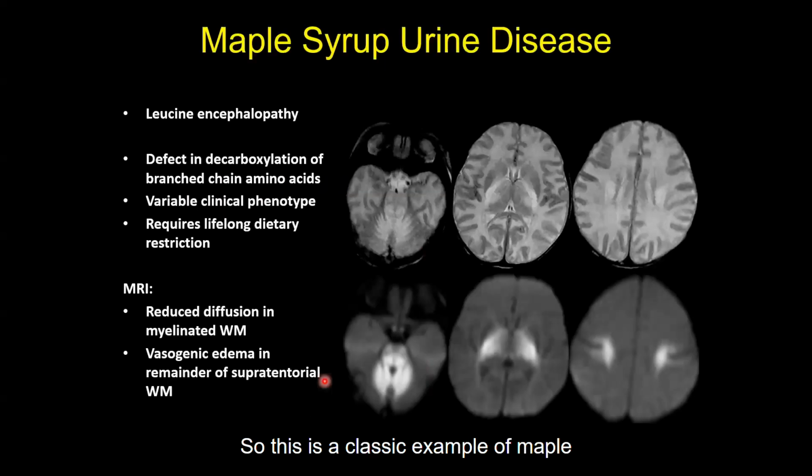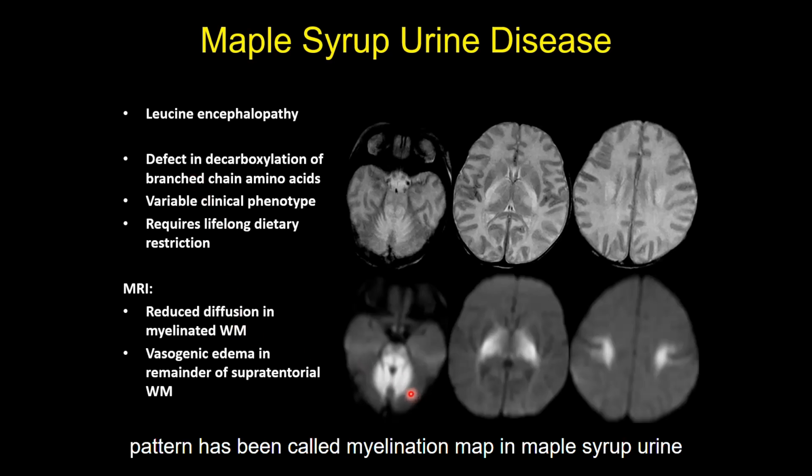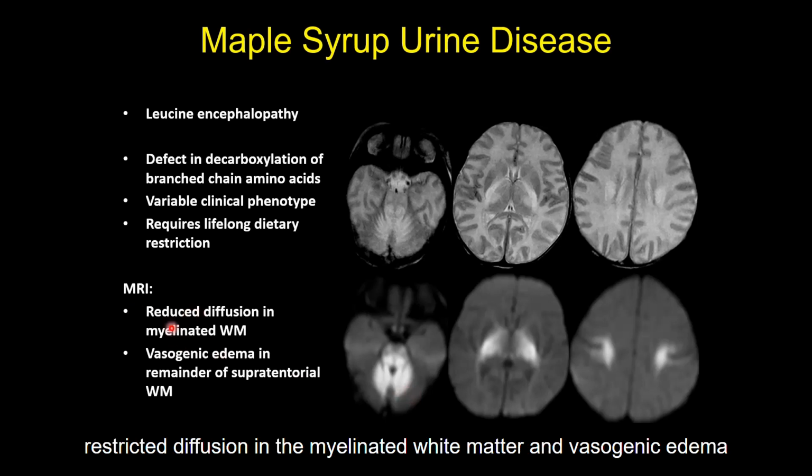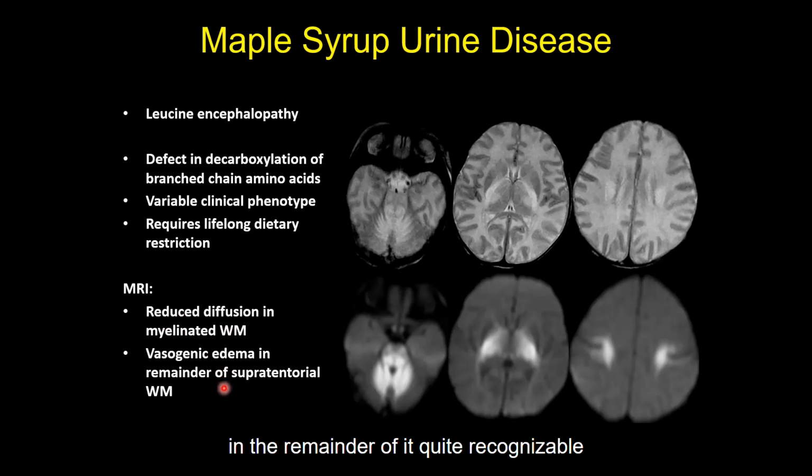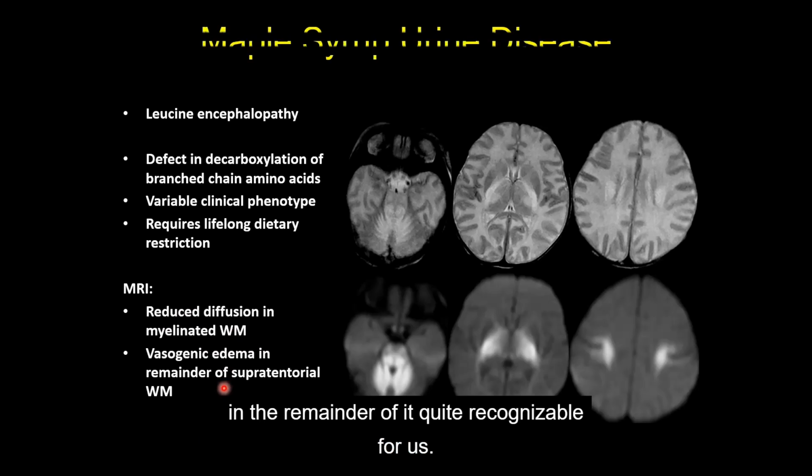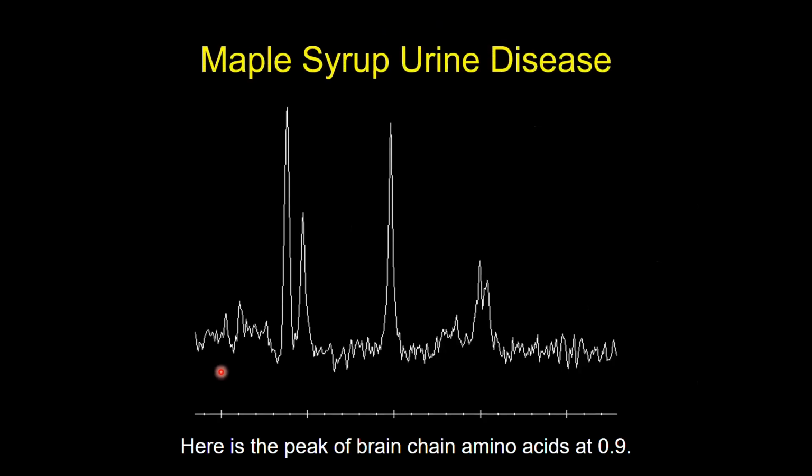So this is a classic example of maple syrup urine disease and accumulation of leucine, and may also show on spectroscopy a peak at 0.9 due to branched-chain amino acids. This pattern has been called myelin map of maple syrup urine disease edema, and it's very unique because it has restricted diffusion in the myelinated white matter and vasogenic edema in the remainder of it. Quite recognizable for us. Here's the peak of branched-chain amino acids at 0.9.